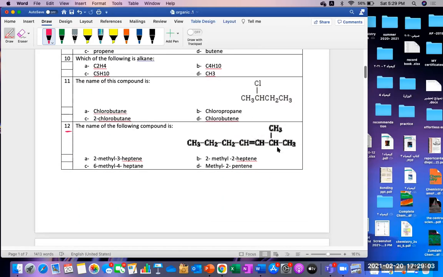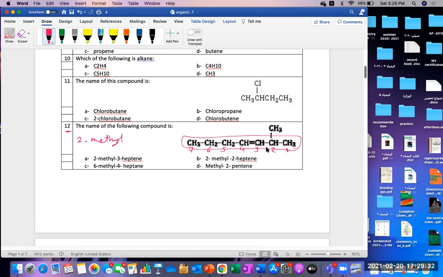For 12, I don't know if you can do it or not, but we'll try. First we need to pick our chain, so this will be our chain. I will start numbering from the right: 1, 2, 3, 4, 5, 6, 7. First I will write the number of the branch, which is a methyl group, so it will be 2 methyl.